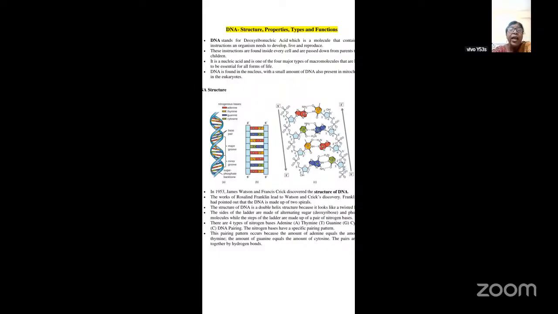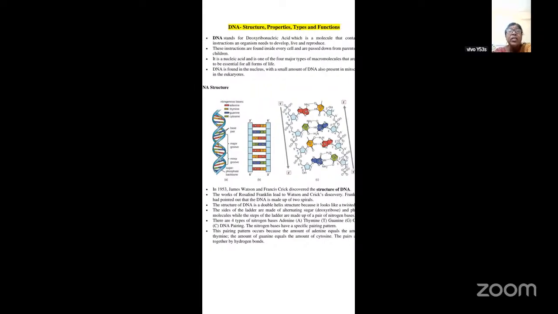In the year 1953, James Watson and Francis Crick discovered the structure of the DNA, and they called it a double helical structure. Later on, the scientist Rosalind Franklin also carried out some work, and according to her view, she pointed out that the DNA is made up of two spirals, or a double helical structure.